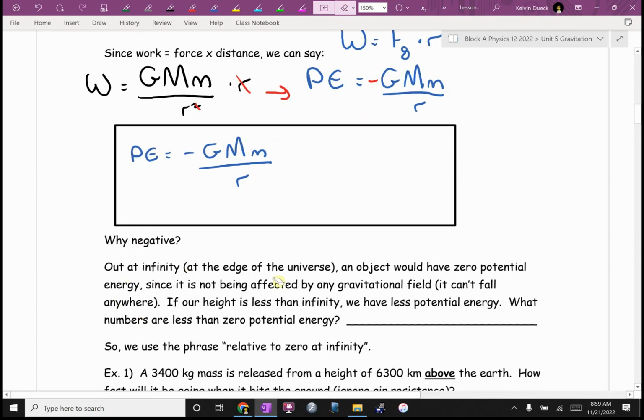Out at infinity, at the edge of the universe, an object would have zero potential energy because it's not being affected by any gravitational field. It can't fall. If you let it go, it'll just stay there. If our height is less than infinity, we have less potential energy. What's less energy than zero?